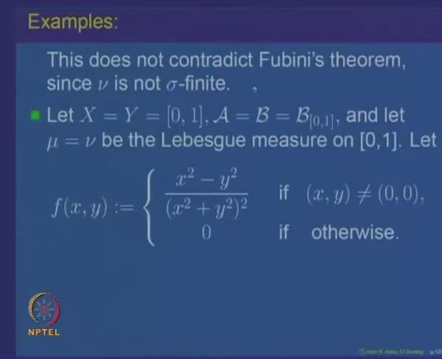Let us look at another example. Let us look at two sets. Once again, the underlying space is the same, X equals Y equals [0,1], and A, the sigma algebra on both of them, is equal to the Borel sigma algebra. And now, let us look at measures mu equal to nu to be the Lebesgue measure. So, basically what we are doing is we are taking [0,1], the Borel sigma algebra and the Lebesgue measure, and take a copy of it and take the product of that.